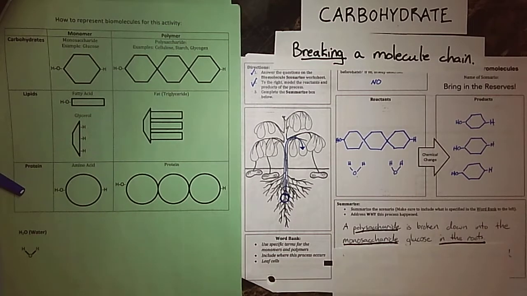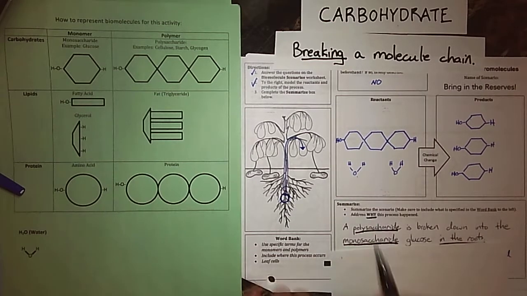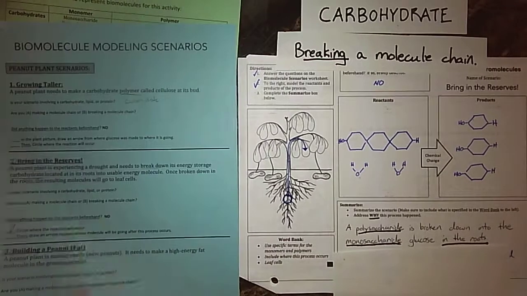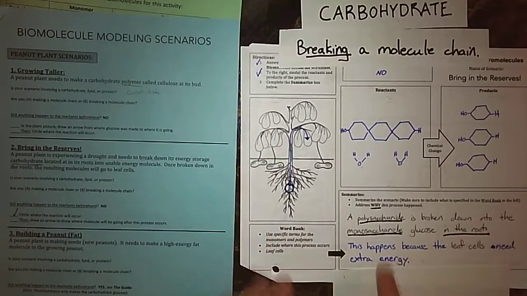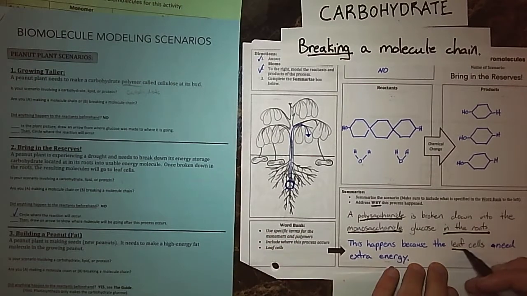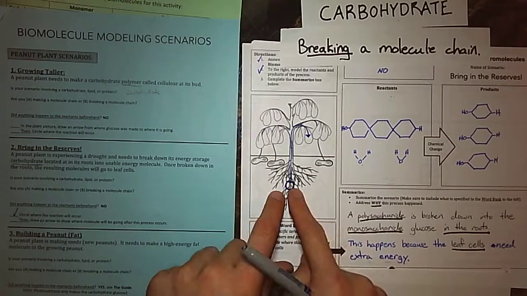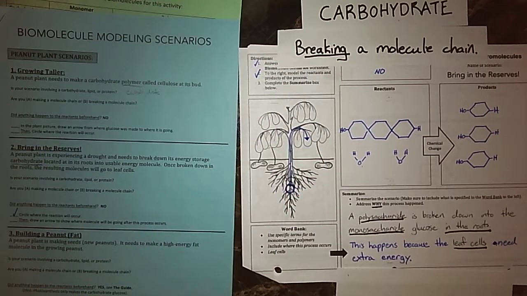and this happens in the roots. Right? Now I need to also explain, why does this process occur? What's the whole point of it? And from my reading right here, I could say that this happens because the leaf cells, another word I needed to use, need extra energy. So in summary, we're taking this polysaccharide in the roots, breaking it down so my leaf cells could get that extra energy.